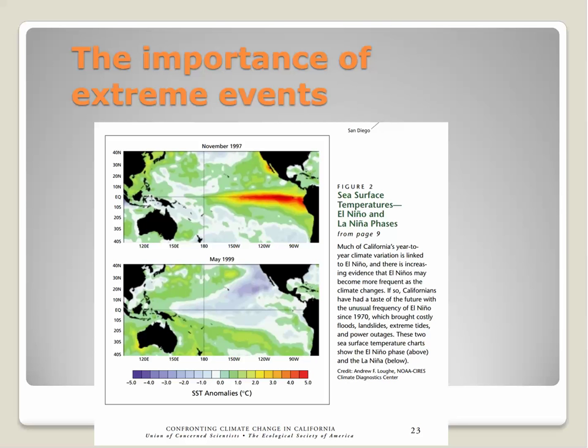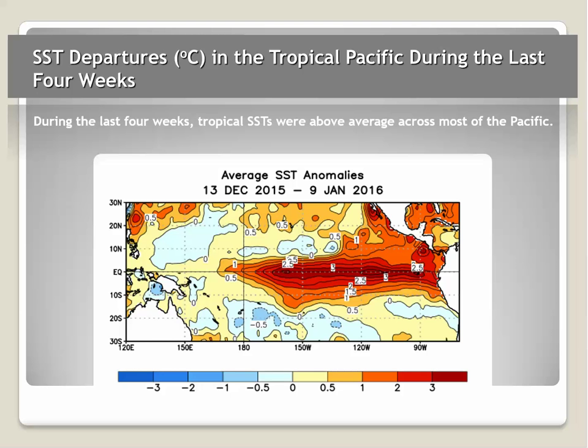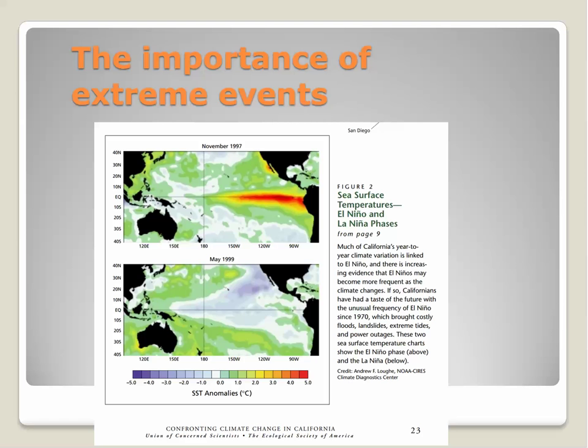So these extreme events may be incredibly important for ecological impacts. Just a little bit more about El Nino. This is recent El Ninos over the last, this is a couple of weeks ago now, but here it is from December 13th to January, the sea surface temperature off of our coast.